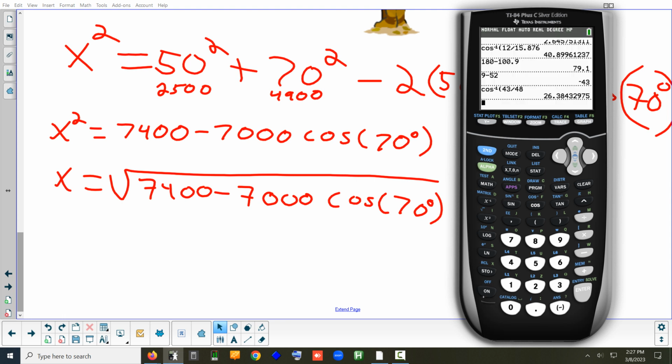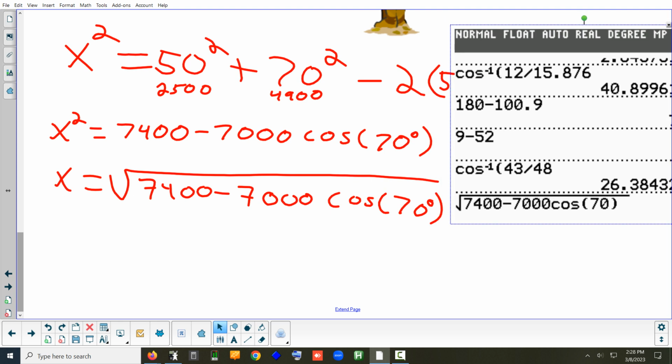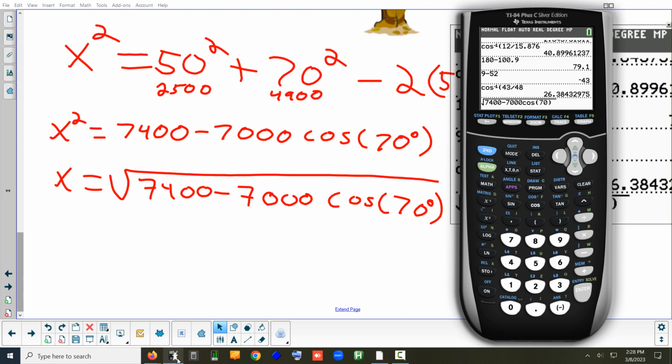Okay, and when you type it in, it's going to look exactly like you see right there. So square root 7,400 minus 7,000 cosine 70. Just type it in exactly the way we wrote it and hit enter. Okay, so the distance between the two houses is 70.752 feet.